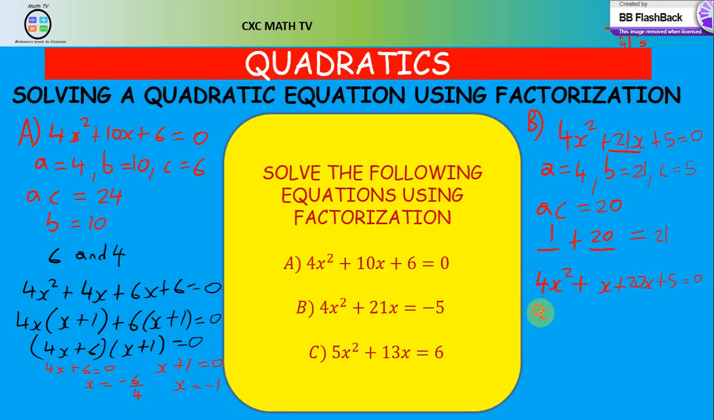Factor what they have in common. The first two have x in common, and we have 4x plus 1. The next two have 5 in common and we have 4x plus 1. So in that case now we have x plus 5 times 4x plus 1 equal to 0. So we can equate x plus 5 to 0 or 4x plus 1 to 0. In that case x is negative 5 or x is negative a quarter. That's it. Easy, easy, easy.